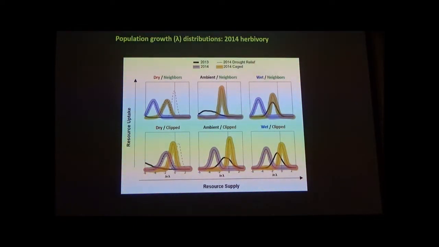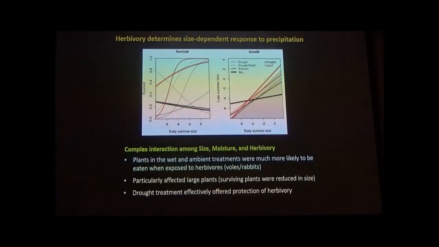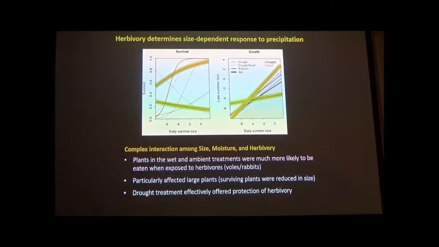And it turns out there's a really complicated effect of herbivory, soil moisture, or precipitation treatment, and plant size. So this is a very messy figure, but we're just going to look at two lines on here. What this is showing is the survival and size changes based on early summer. So this is early summer size, big plants and small plants, and the survival to late summer. And this is early summer size, and then the late summer size. Right? So if we look just at the thick lines, which are plants growing in the wet plots, when they're caged, which are the pink lines up here, they're doing really well.